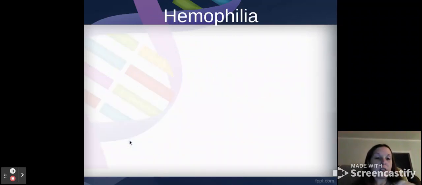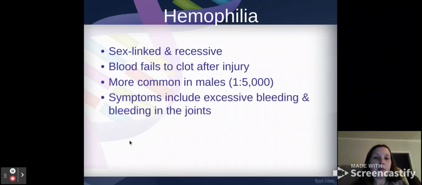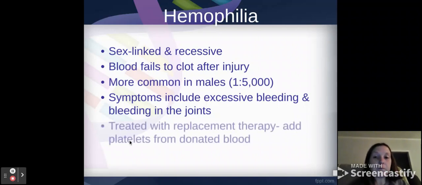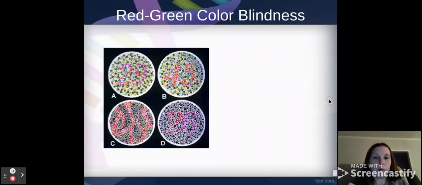And now let's talk about our sex-linked, which we've discussed in a previous unit as well, or previous lesson. Hemophilia, again, remember this is where your blood fails to clot the correct way. It's more common in males because it is X-linked, and it's about 1 in 5,000. Symptoms include excessive bleeding and bleeding in the joints. So if you get a bruise, that's very dangerous because it will cause internal bleeding. Treatment for this is with replacement therapy. So you will add platelets back into your system with donated blood. And here is just a quick pedigree to show you what that would look like.